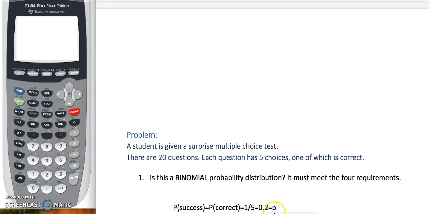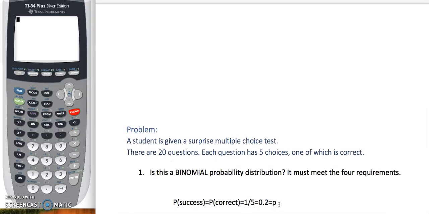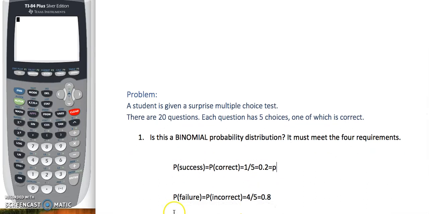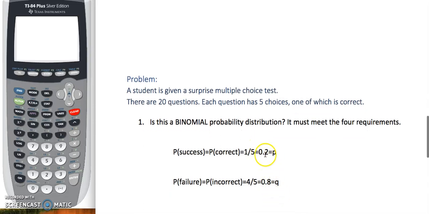So that's equal to P. My probability of success in a single trial, or answering a single question, is only 20%. What is my probability of failure? Well, one of those choices is correct, which means the other 4 are incorrect. So the probability of failure, which is the probability of getting the question incorrect, is 4 out of 5, which is 0.8 as a decimal, and that's what we're going to call Q, a lowercase q. Once again, you add these two up, you should always get a sum of 1.